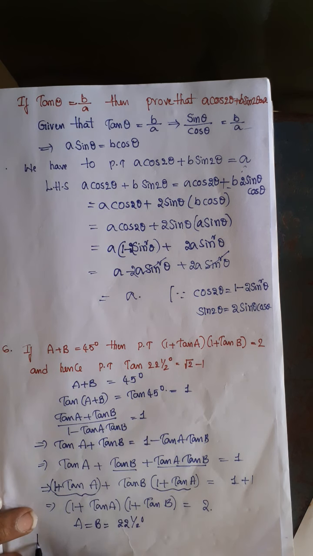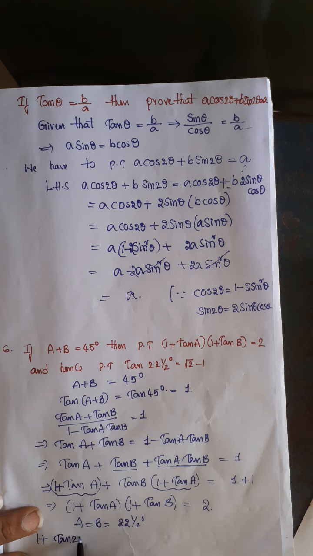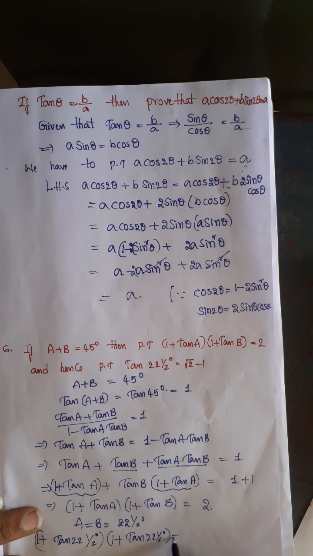Now let us substitute a is equal to b is equal to 22 and a half here. So 1 plus tan 22 and a half degrees into 1 plus tan 22 and a half is equal to 2. That is nothing but 1 plus tan 22 and a half whole square is equal to 2. So on taking square root both sides, 1 plus tan 22 and a half is equal to root 2. Therefore, tan 22.5 degrees value is root 2 minus 1.